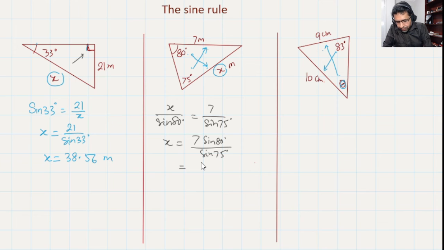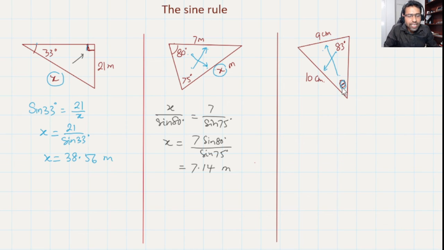In the calculator, just plug in the values: 7 sine 80 divided by sine 75. It will give us 7.14 meters, right? And the same way you can do the other one.